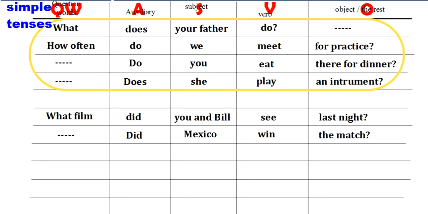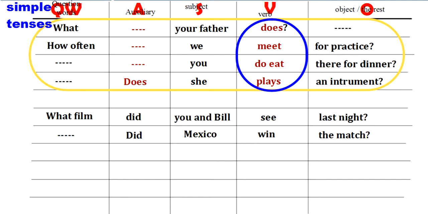What happens to the verb? The verb is in the base form. We do not conjugate it to agree with the subject. So a very common mistake that your students might make is they'll do this. What your father does. Or in the 4th one, does she plays? Forgetting that that verb needs to be in the base form. Also, they will forget to use the auxiliary altogether, like in the second example, or they don't move it in the right position. So these are some very common mistakes.